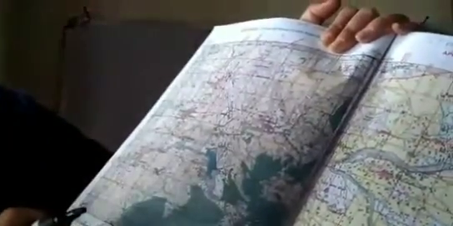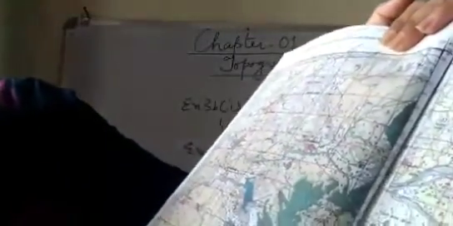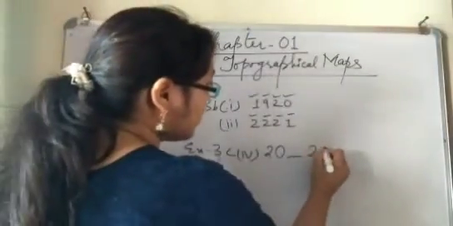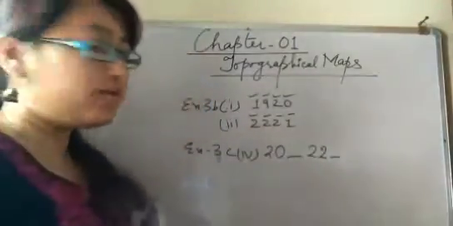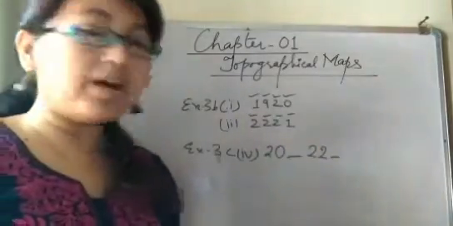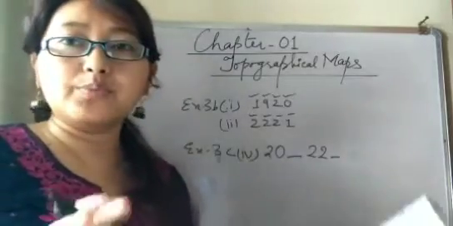This is 20, space, 20, space, 22, and make a space there, right, for other digits. So here we are finding out a six-figure grid. So you need to put the scale here.